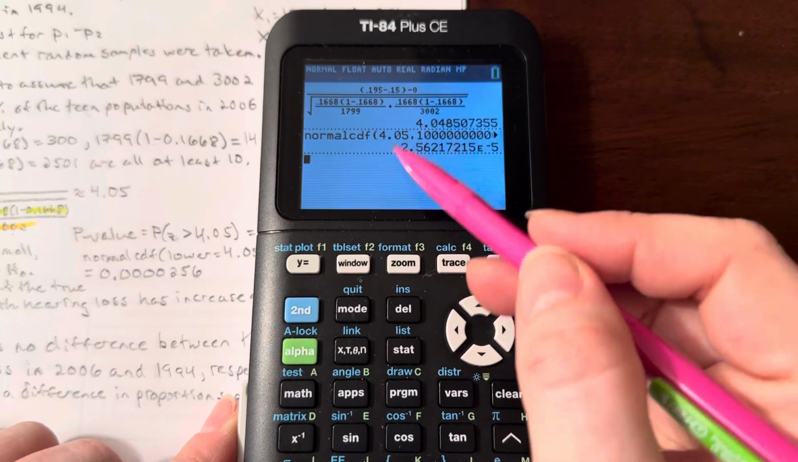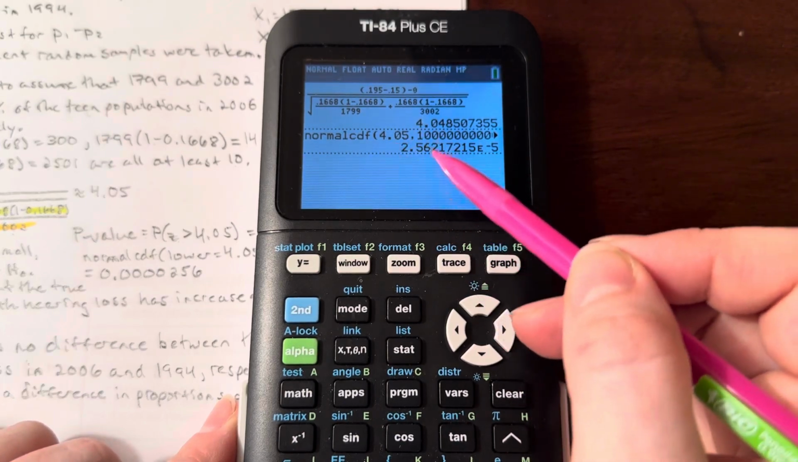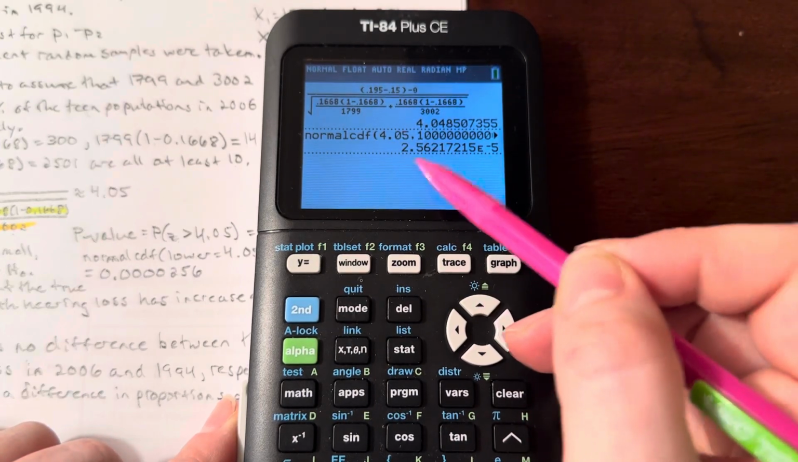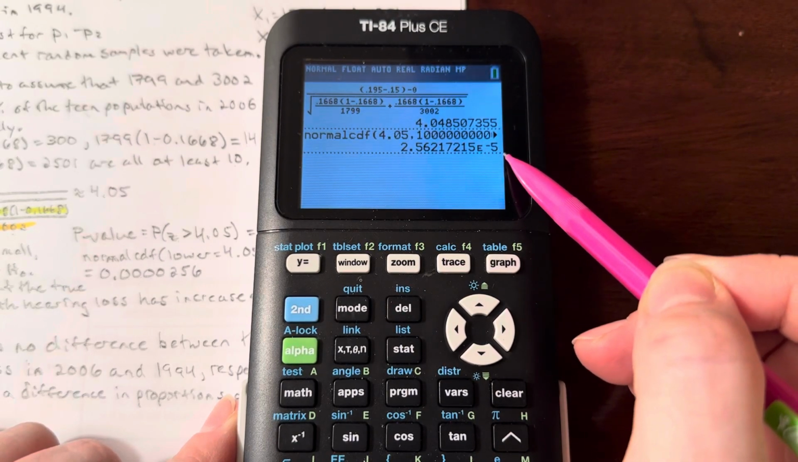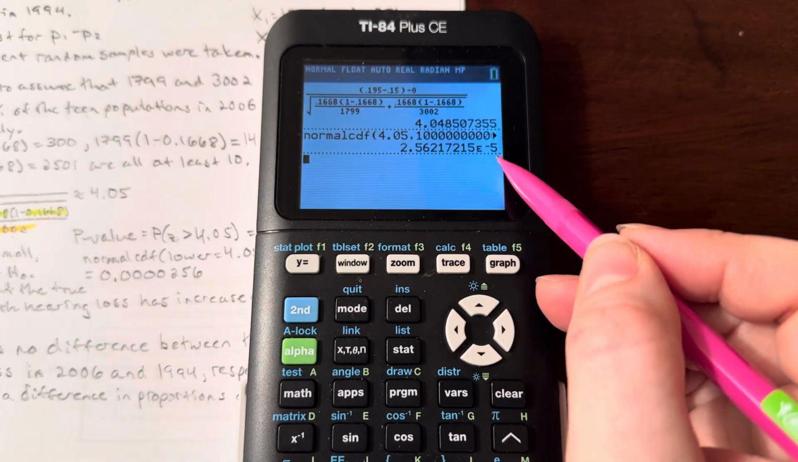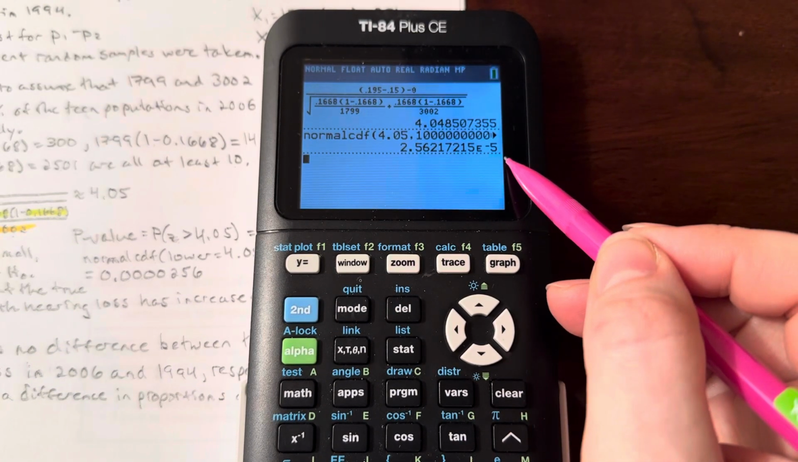And you get this number. Now be careful with this. Notice that it's not possible to have a proportion that is more than 1. That means I need to look over on the right-hand side here where it says this e negative 5. Now, e negative 5 stands for times 10 to the negative 5th.